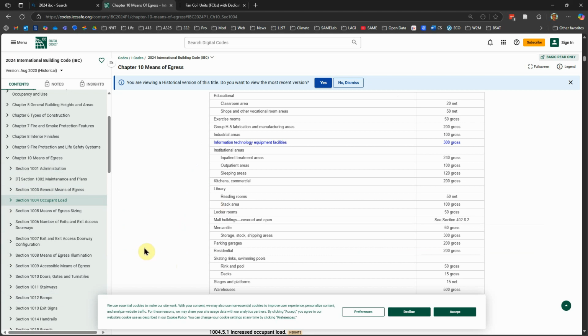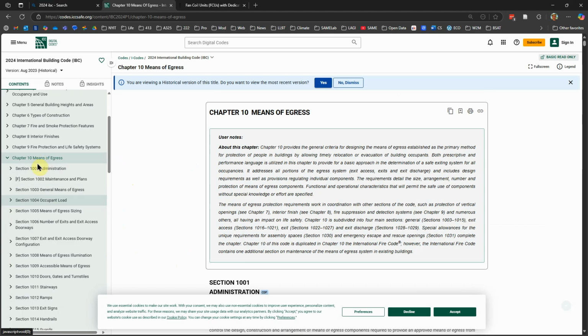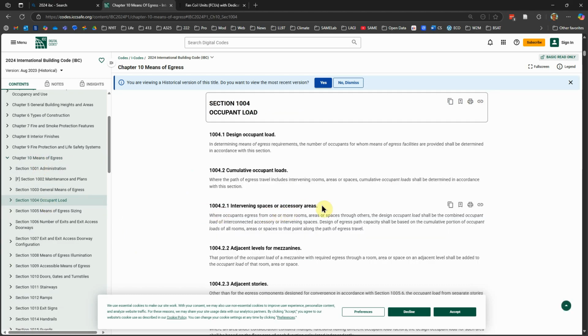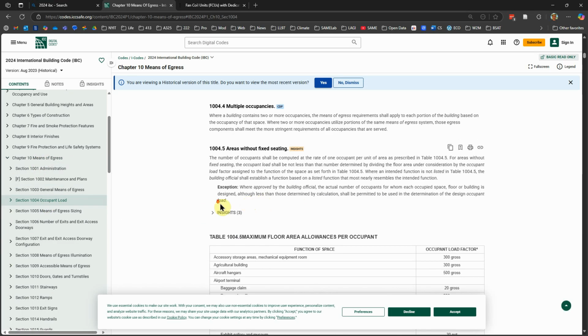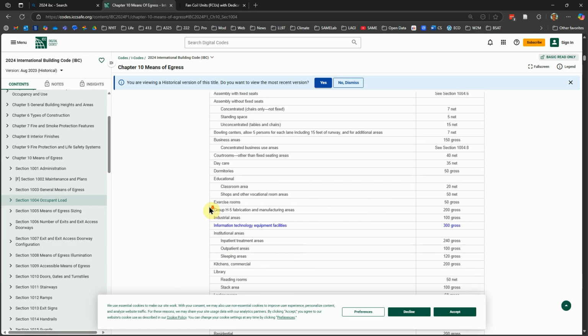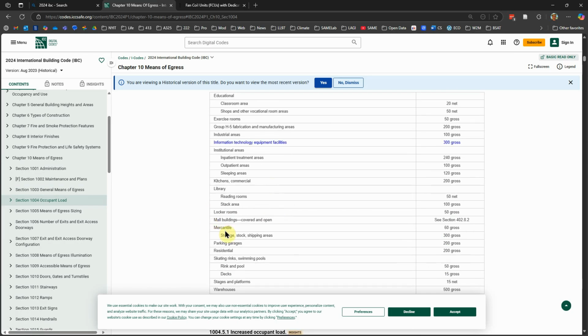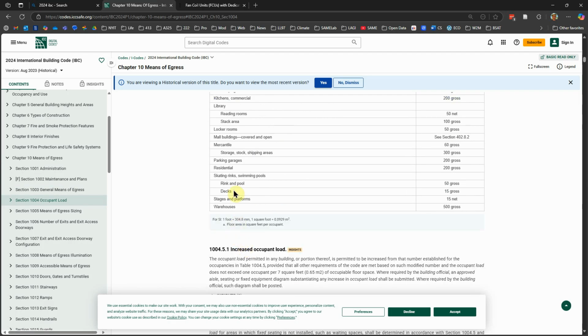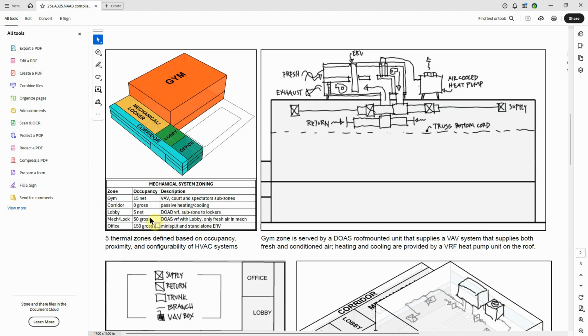So I can go to the code, 2024 IBC, just put that into your browser, go to chapter 10, means of egress. 1004 is occupant loads section. And here we find the chart that tells us the amount of either gross or net square footage per person allowed in a specific zone type. So for example, if I come down to locker rooms, I get 50 gross. That means 50 square feet per person is allowed in a locker room, and we'll see that's what I put here.